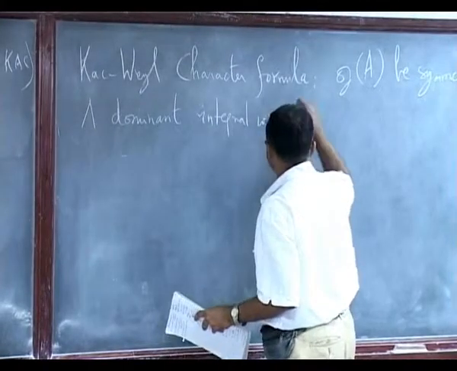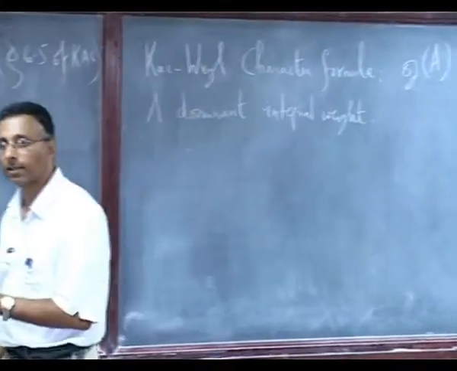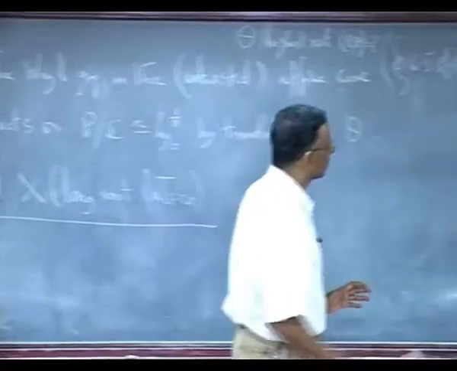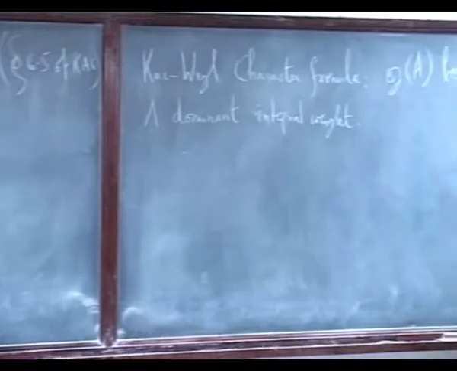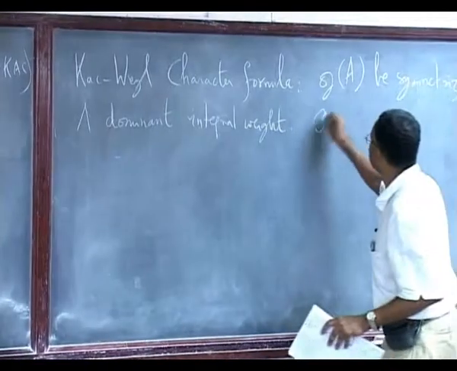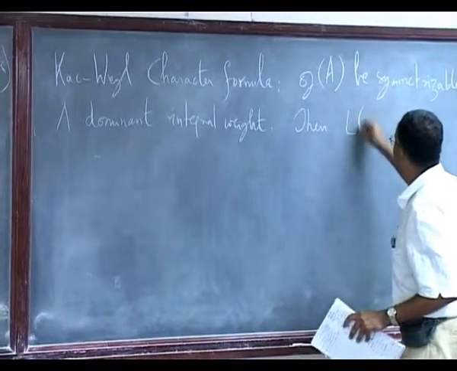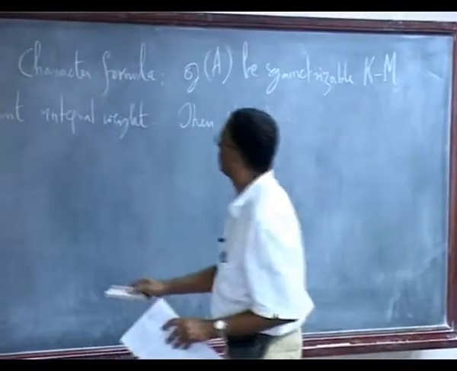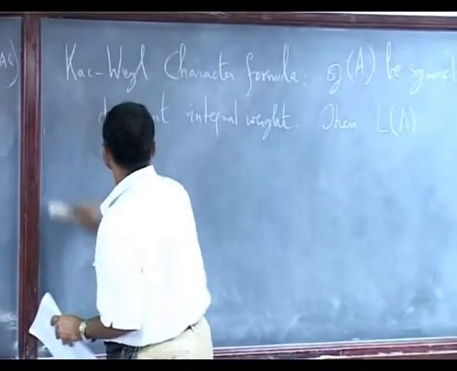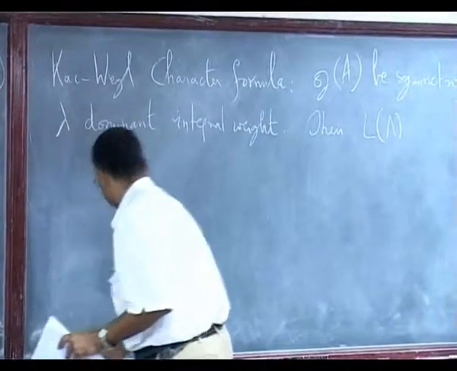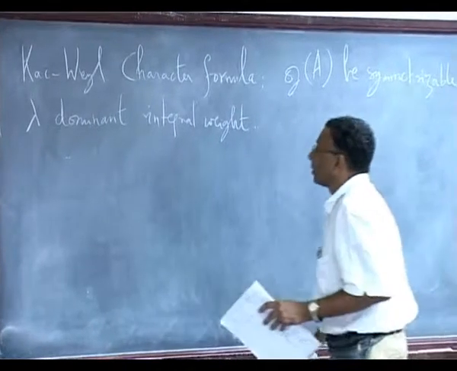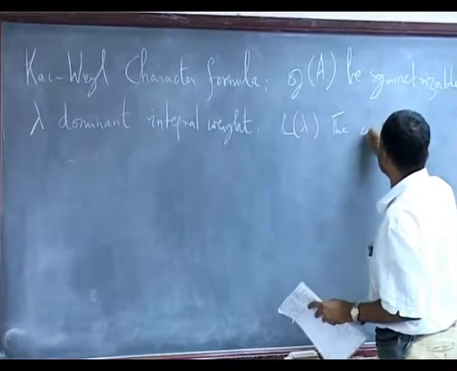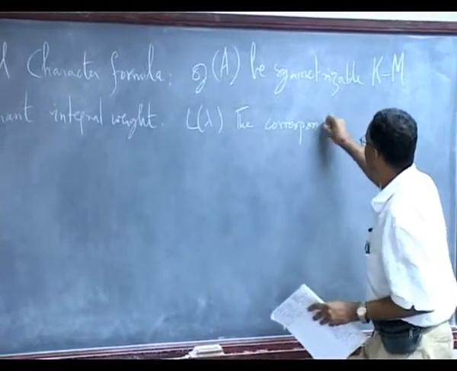So, what does that mean? It is an element of H star. It takes non-negative integral values on the coroots. That is what it means. Then, okay, L lambda. Let me say it is the corresponding irreducible representation.